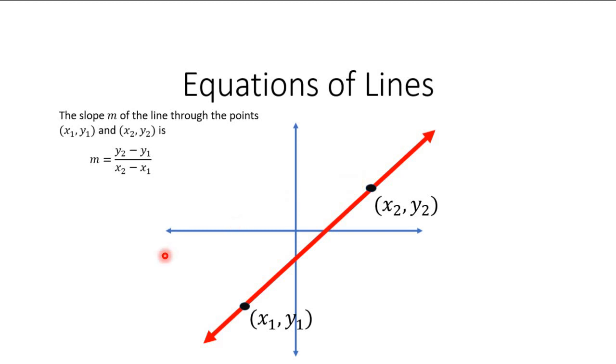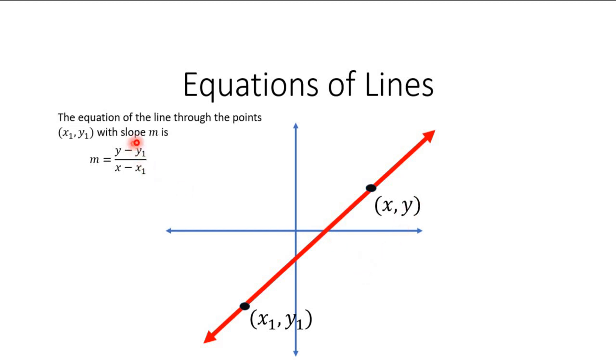Okay, so that means that if we want to change this second point to the arbitrary values x and y, the variables, we can come up with an equation for a line. The equation of the line through the point x1, y1, where x1, y1 is this fixed point, that has the slope m, would be given by this equation here, where x and y are the variables from the second ordered pair x, y, as opposed to the fixed values x1 and y1.